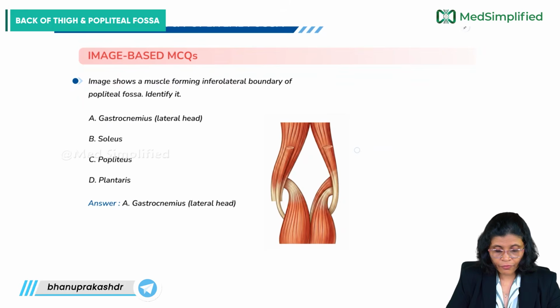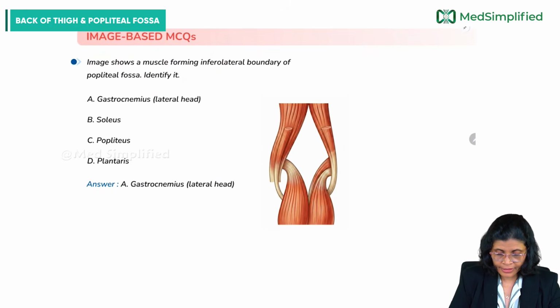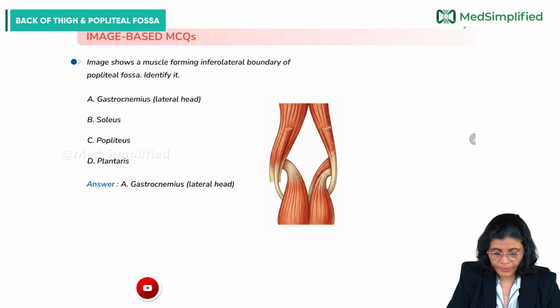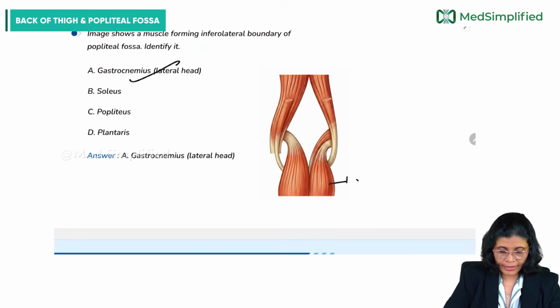The image shows a muscle forming the inferolateral boundary of the popliteal fossa. Which one is the inferolateral? It is this side here. How will we see? We can see the semimembranosus. Semimembranosus will have a very membranous origin. Semitendinosus will have a tendinous insertion here. Here you can see the biceps and the short head joining to form a common tendon. They are not separate tendons, so you do not see two muscles here. This side will be the medial aspect, this is the lateral here. So, laterally we have the lateral head of gastrocnemius. So, A is the right answer.